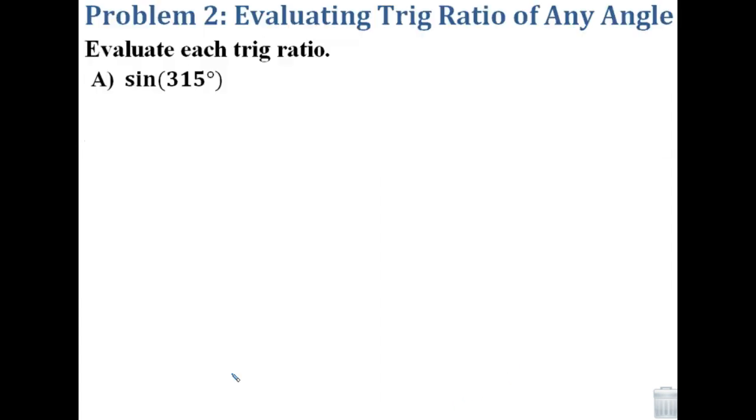Let's take a look at how to do that. Problem 2, part A says evaluate the trig ratio. We have the sine of 315 degrees. Obviously 315 is greater than 90, so we're not just talking about a simple right triangle here. We'll start by graphing that 315. We start on the positive x-axis for the initial side, rotate 90, 180, 270, and 315 is going to be somewhere here, short of 360, a full rotation.